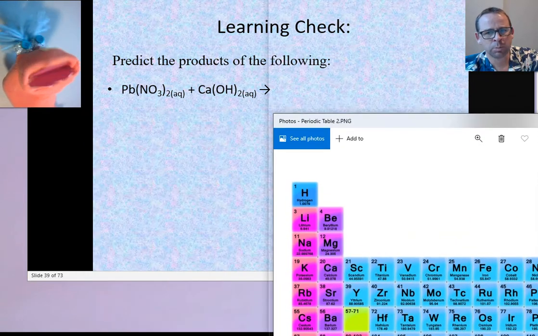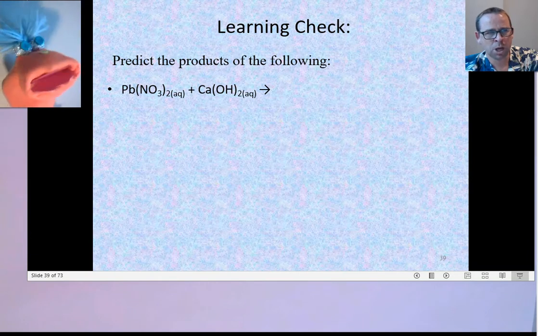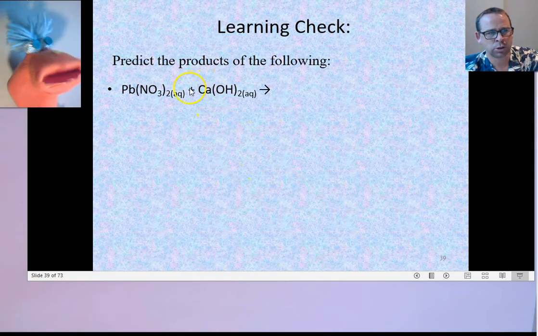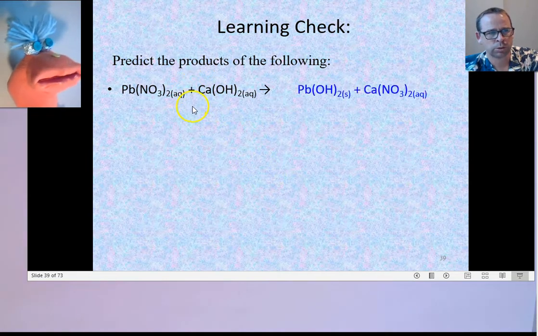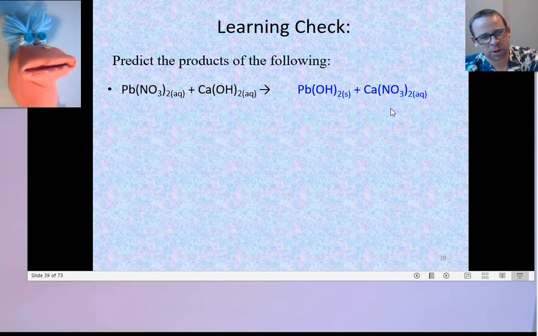Oh, I can just look at the polyatomic ion chart. Let me look. Yeah, the nitrate is -1, so it's lead 2 nitrate. Okay, so it's going to be Pb(OH)2. Very good. And calcium is a +2 charge, so it's Ca(NO3)2. Very good.